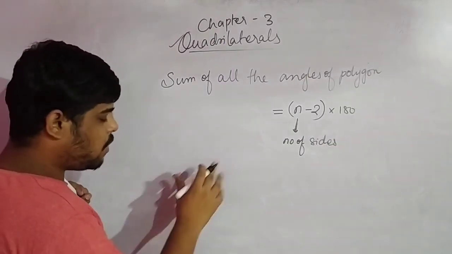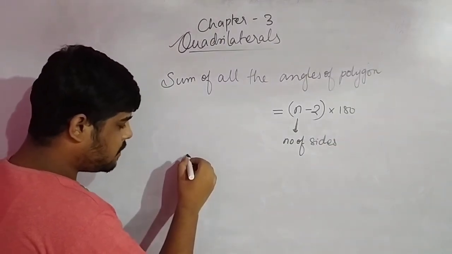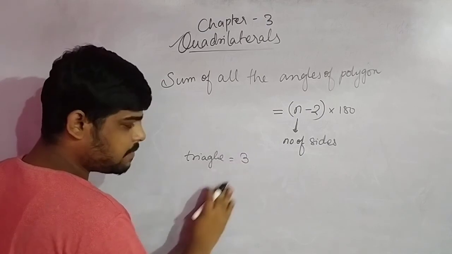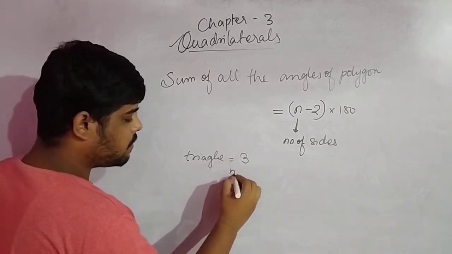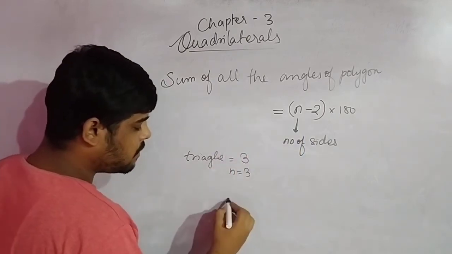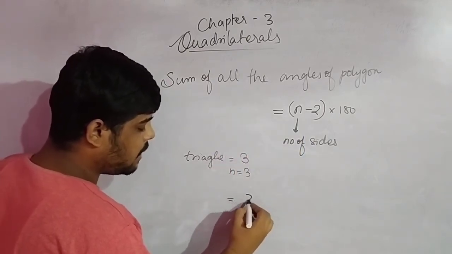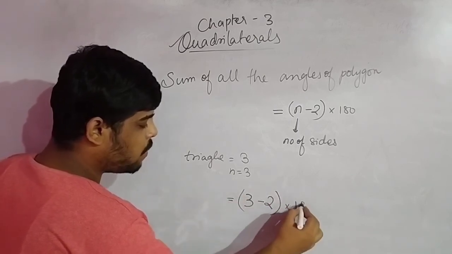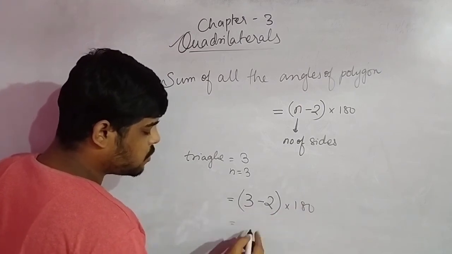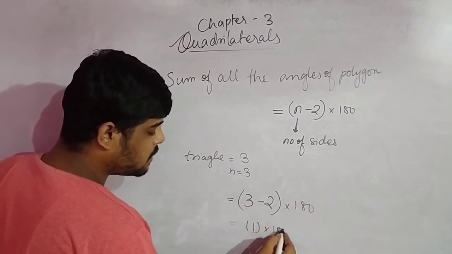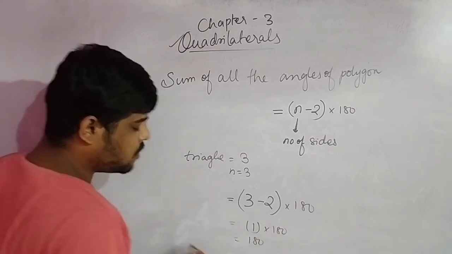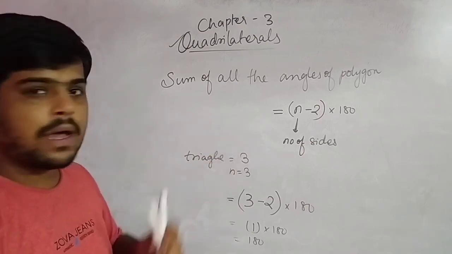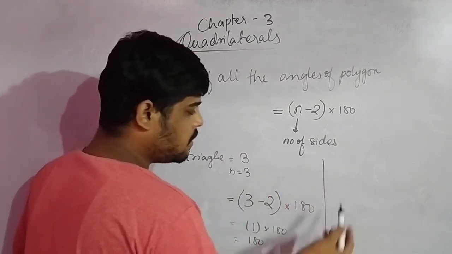Suppose we try this formula on a triangle. A triangle has three sides, so n is equal to 3. Put in the formula. So n की जगह क्या रखेंगे? (3 minus 2) in the brackets into 180. So 3 minus 2 is 1, into 180. Now 180. So we know that the sum of all the angles of a triangle is 180. So this formula is correct.